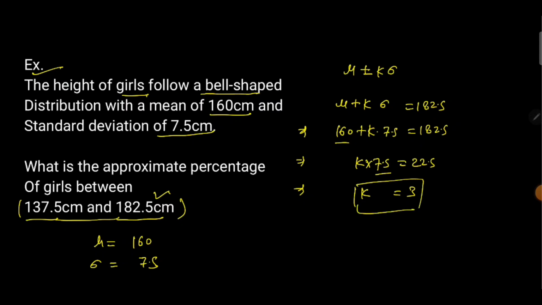This means we can write this as mu plus minus 3 sigma. So this range contains data within plus minus 3 standard deviations from the mean. So from the empirical rule it will have 99.7% of the data. This means 99.7% of girls will fall within this range.